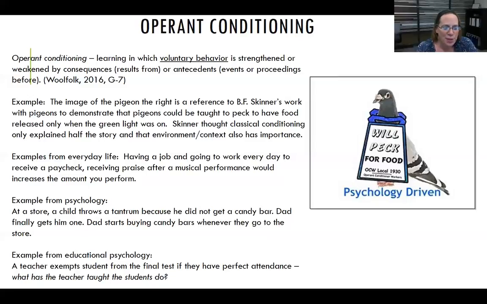An example from psychology of operant conditioning is at a store, a child throws a tantrum because he did not get a candy bar. Dad finally gets him one. Dad starts buying candy bars whenever they go to the store. So interesting thing about this one, it's dad that's being conditioned. And that happens. Children teach their parents just as much as parents teach the child. So it is important that you recognize this as you go through life.